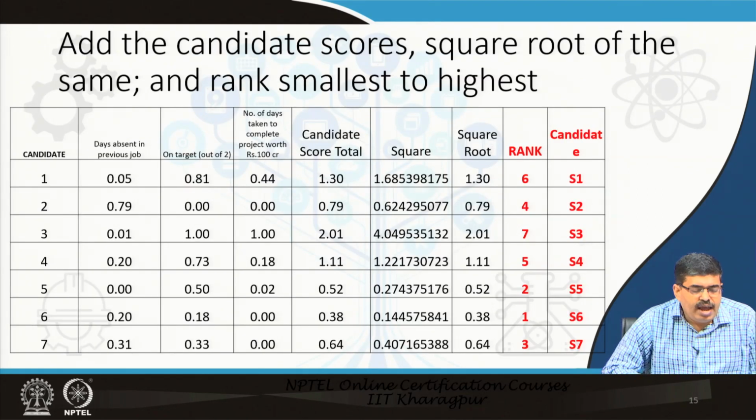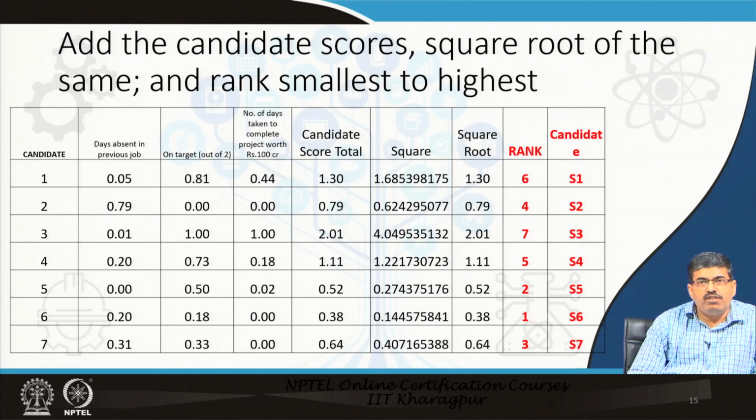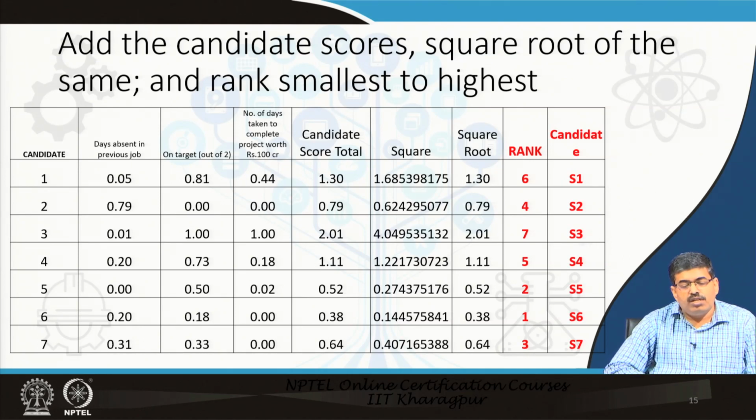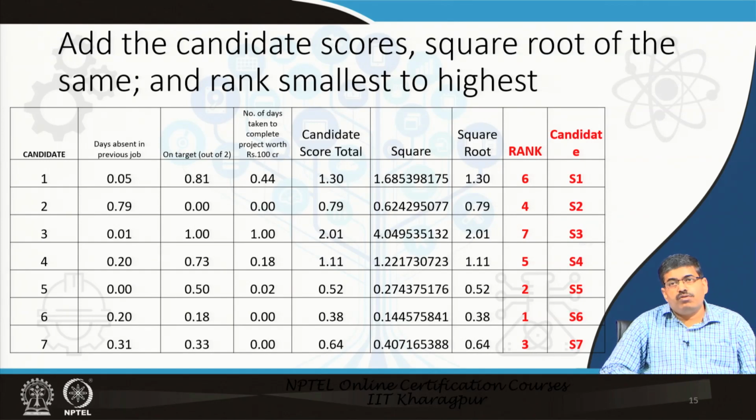And then add the candidate scores. After you have squared the values, add the candidate scores, that is 0.05, 0.81, 0.44. Add the scores, you get 1.3. Then take the square root, that is 1.30. So, what do we do? Add the candidate scores and then do a square root. Now, once you have done this square root, you arrange them in ascending order, that is smallest to highest.